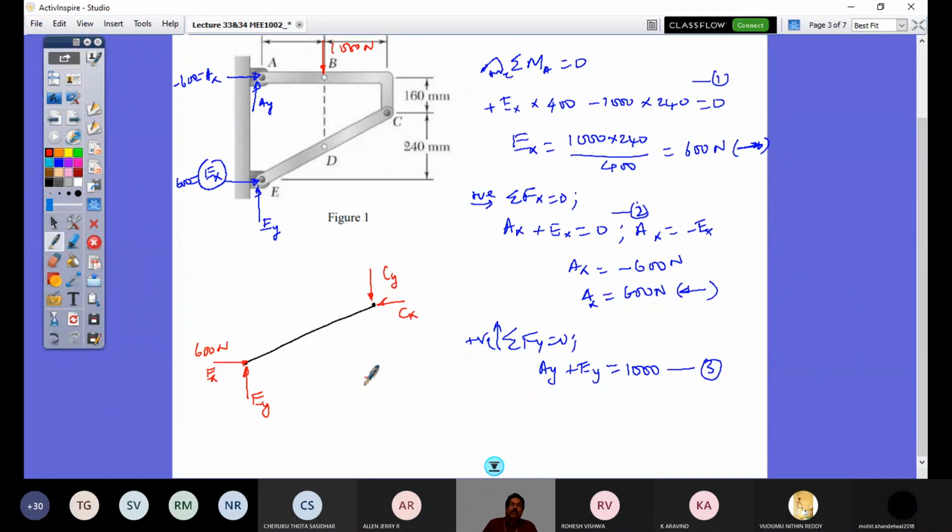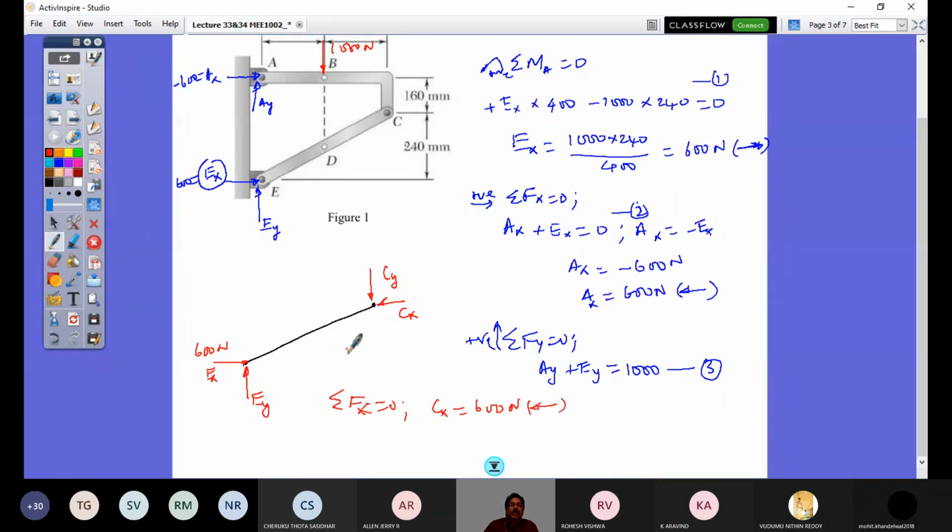And now from this it is very clear that since it is the equilibrium of a two-force member, what is necessary is the reaction at this point E and the reaction at point C should be the same magnitude, opposite in sense, directed along the member. So if that is so, I would have here simply Cx, sigma Fx equals 0, till Cx equals 600 Newton.